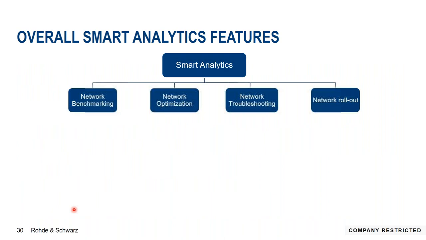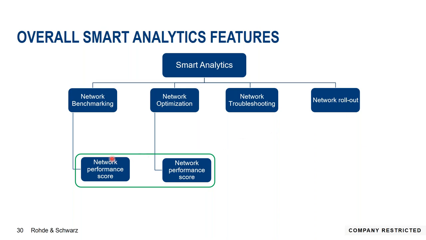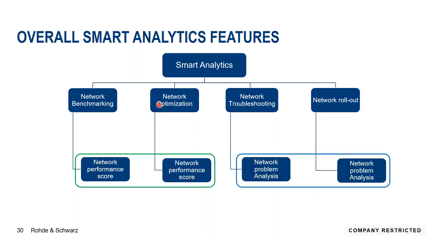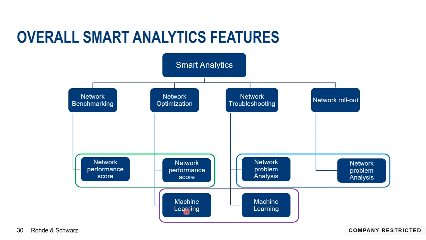So, as I mentioned in the overview, smart analytics provides network benchmarking, optimization, troubleshooting, and helps in network rollout. The network performance score is used for benchmarking and optimization, as I mentioned earlier. We also have another module called network problem analysis, where we can automatically identify problems in the network to allow easier troubleshooting. And then we have machine learning, which I just mentioned, which helps with network optimization and troubleshooting of certain areas in the network.